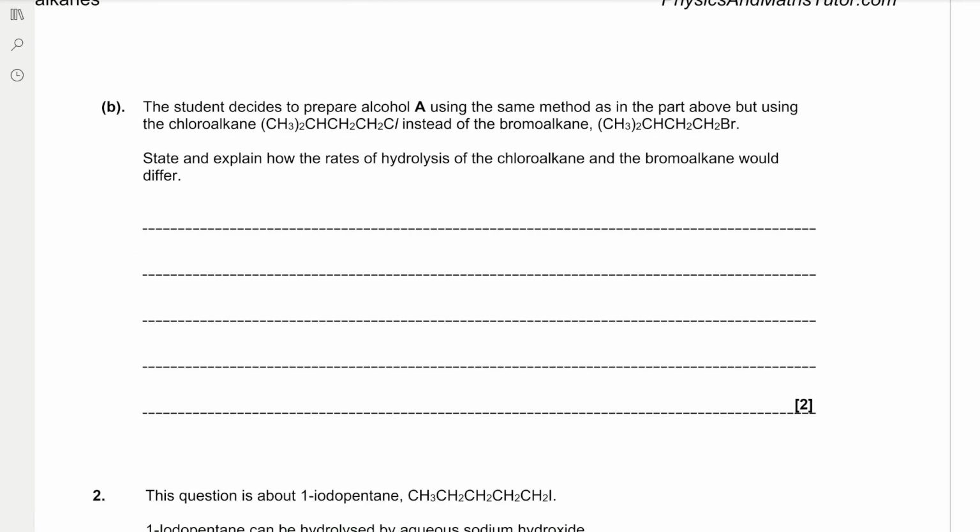The student decides to prepare alcohol A using the same method as in the part above, but using the chloroalkane (CH3)2CHCH2CH2Cl instead of the bromoalkane. State and explain how the rates of hydrolysis of the chloroalkane and the bromoalkane would differ. So the rate of the chloroalkane is going to be slower than the bromoalkane because the C-Cl covalent bond has a higher bond enthalpy than the C-Br covalent bond. So the C-Br covalent bond requires less energy to overcome, so hydrolysis can occur at a higher rate.